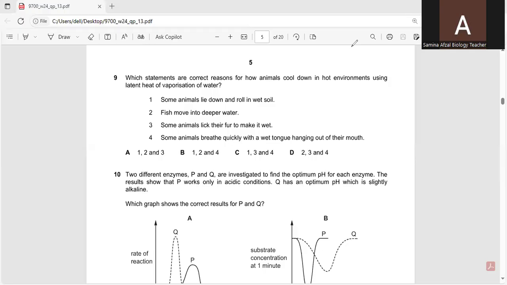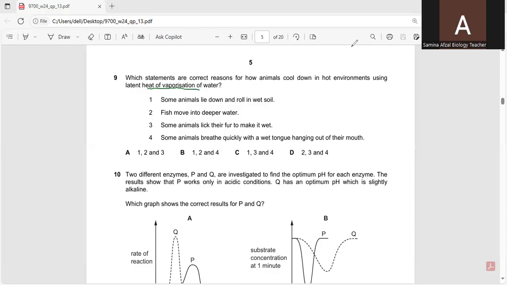So first of all, what is latent heat of vaporization? Latent heat of vaporization of water refers to the large amount of heat absorbed when water changes from a liquid to a gas. So when water evaporates from a surface, it takes this heat energy with it, leading to a cooling effect on that surface. This is a primary mechanism for cooling in many animals.